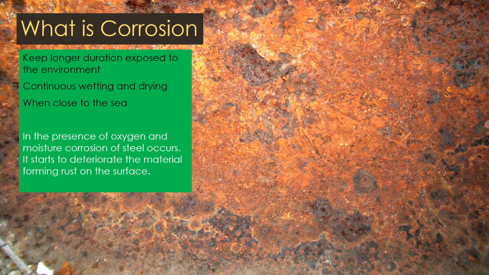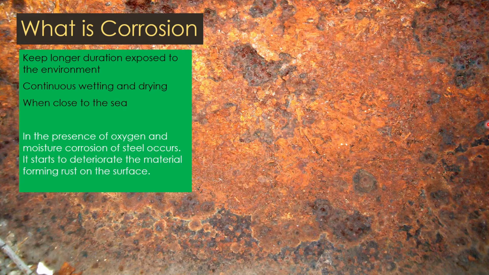What is corrosion? How does it happen? Corrosion occurs due to several reasons: keeping the metal exposed to the environment for a longer duration, continuous wetting and drying. When a structure is close to the sea, corrosion will occur. Corrosion is a natural process that stabilizes the metals.